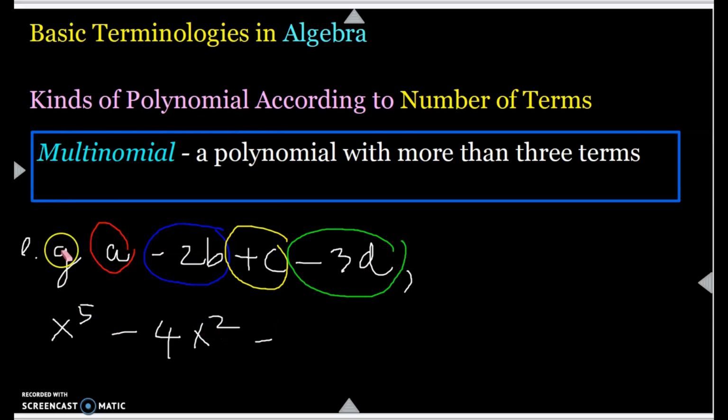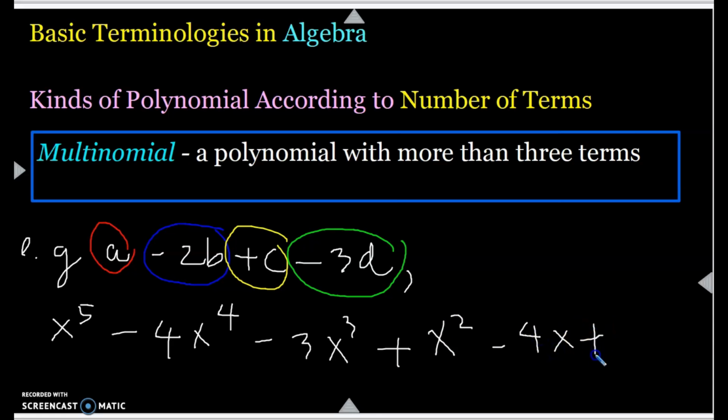4x to the 4th. As you can see, it's in decreasing powers: 4x to the 4th minus 3x cubed plus x squared minus 4x, or maybe you can just simply add a constant.